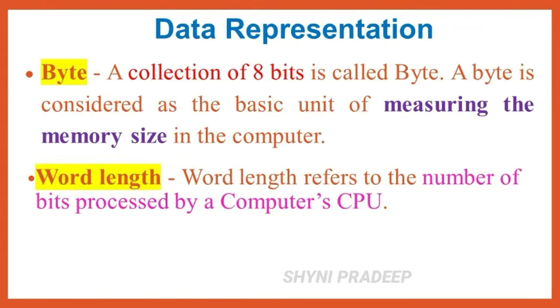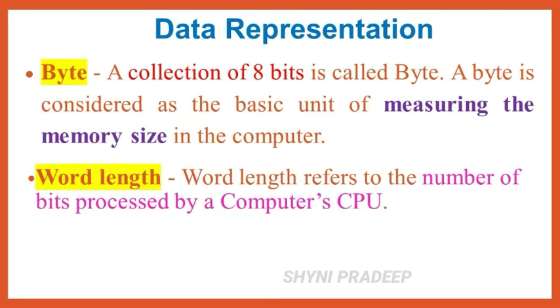So what do you mean by word length? Word length refers to the number of bits processed by a computer CPU, which means word length can have 8 bits or 16 bits or 32 bits or 64 bits. Nowadays computers use 32 bits or 64 bits.